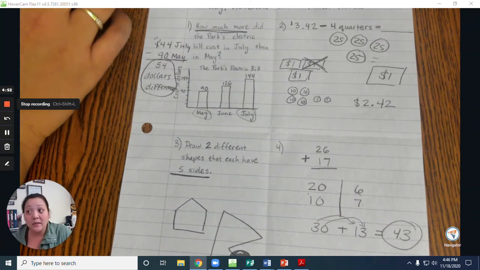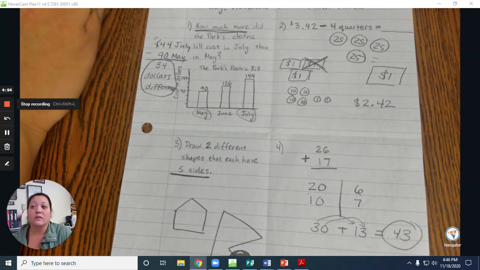Take a clear picture of your work. You need to make sure whatever you turn in, I can see your work, not just answers.